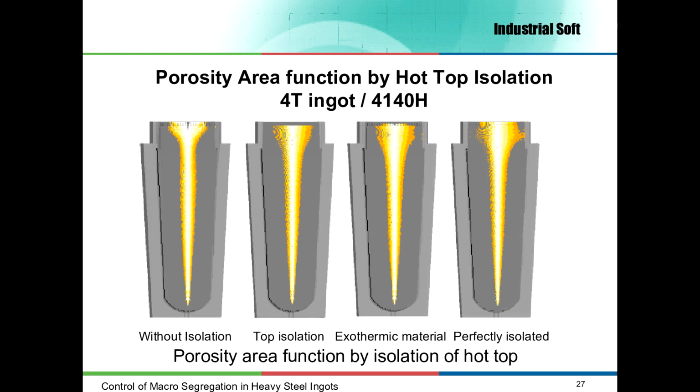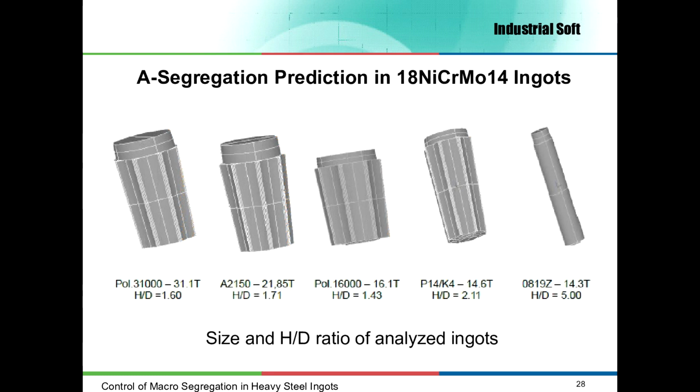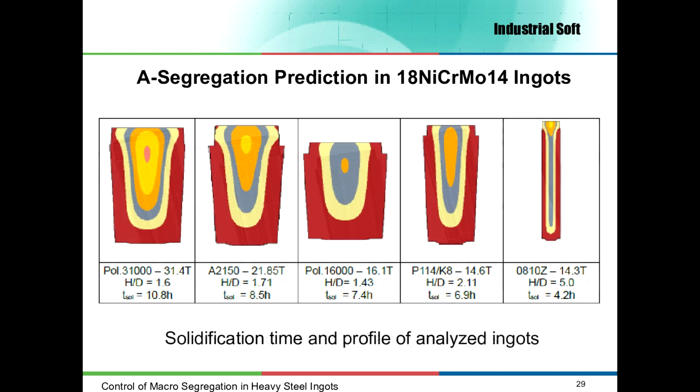In this slide is presented the axial porosity prediction using the NAMA criterion, the most used criterion to predict porosity in steel ingots and castings. The next 3 slides present the solidification profile and segregation prediction for nickel-chrome molybdenum ingots. The ingot size has been between 14 and 30 tons and H/D ratio between 1.4 and 5.0. The solidification time for these ingots is between 4 and 11 hours.